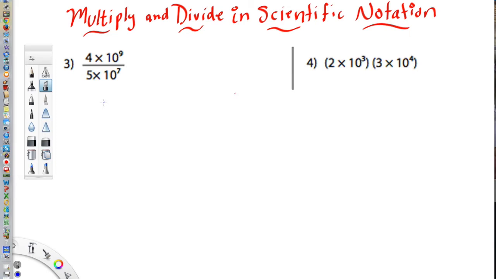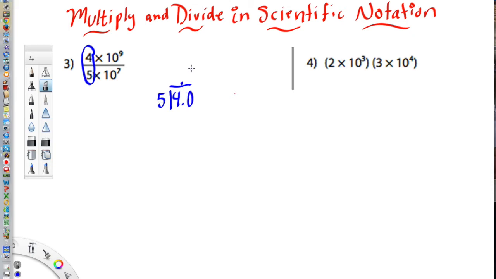Let's take a look at the next two problems. Number 3, here we have 4 times 10 to the 9th power divided by 5 times 10 to the 7th power. Again, we combine like terms. I can divide the 4 and the 5. I want to divide the 4 by the 5.